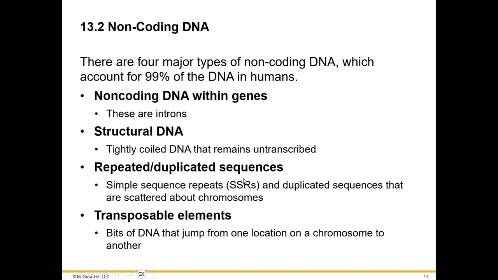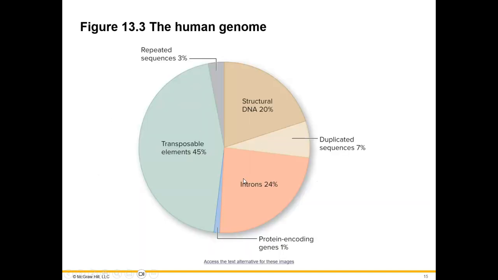We also have transposable elements, and these are bits of DNA that jump from one location on a chromosome to another location on a chromosome. So they are able to move. When you're trying to think which one that is, you could think trans like transit, when you're on a train, when you're traveling somewhere, like these transposable elements. They can be moved around on the DNA strand.